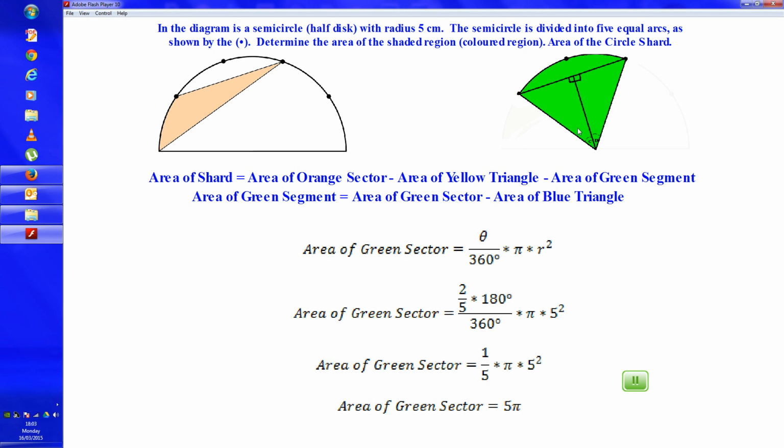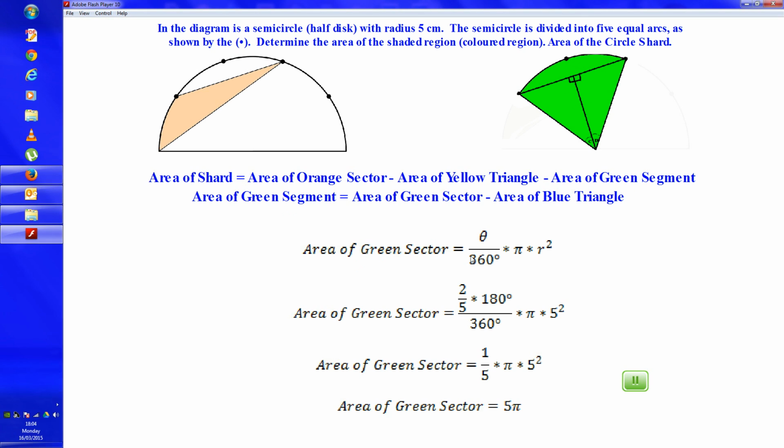The second step here is to work out the area of the shard, which is defined by the area of the orange sector minus the area of the yellow triangle. We've worked out the orange sector, we've worked out the yellow triangle. Now we need to work out the area of the green segment. That's this segment here. As we can see, the area of the green segment is divided into its own little step. Area of the green segment is equal to the area of the green sector, which is this, minus the area of the blue triangle, which is this triangle within the sector itself.